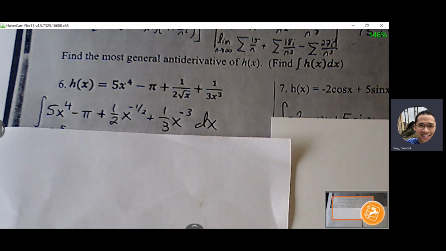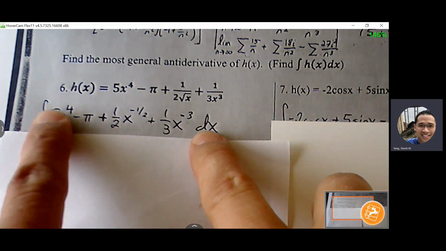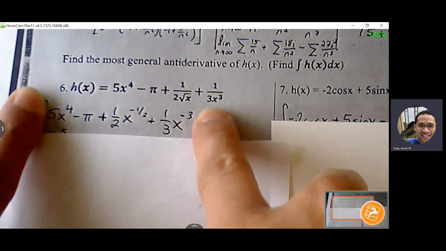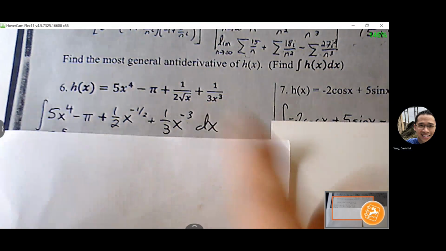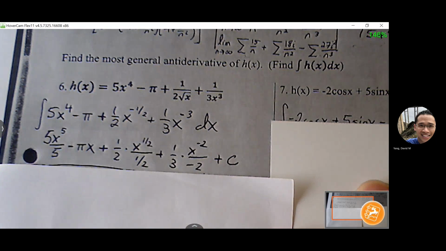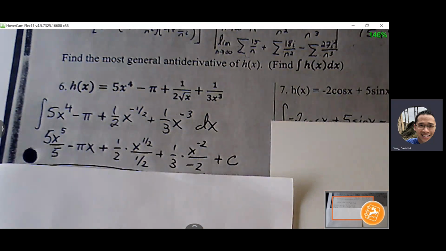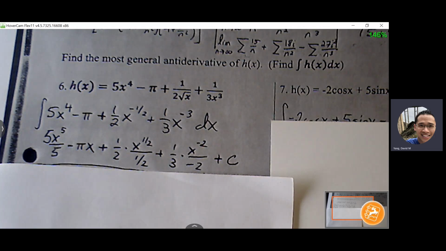Now I can apply the power rule: add 1 to the exponent and divide by that new exponent. As soon as you apply the power rule, these bookend notations will go away. So 5x to the 4th becomes 5x to the 5 over 5. Pi becomes pi x. Remember, pi is a constant. It's like a 3 or 4. It's going to rise up to a degree 1. So pi becomes pi x.